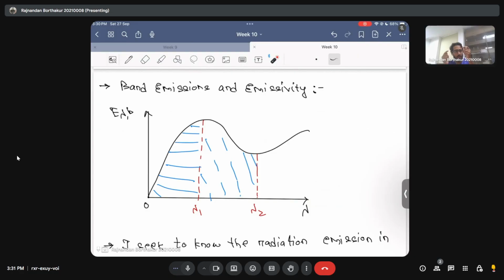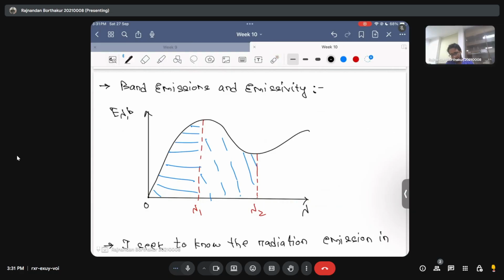fraction of emissive power that lies within the band 0 to lambda 1 out of the total emissive power, which you get when you integrate the spectral emissive power from 0 to infinity as a function of wavelength, of course.